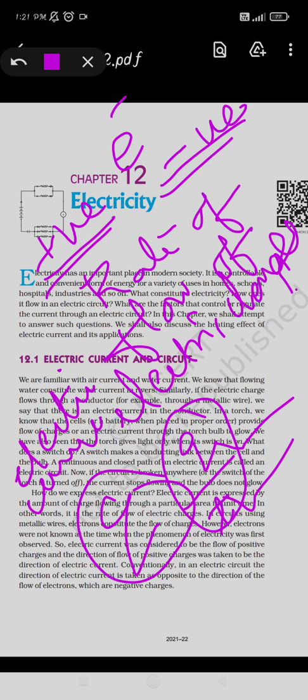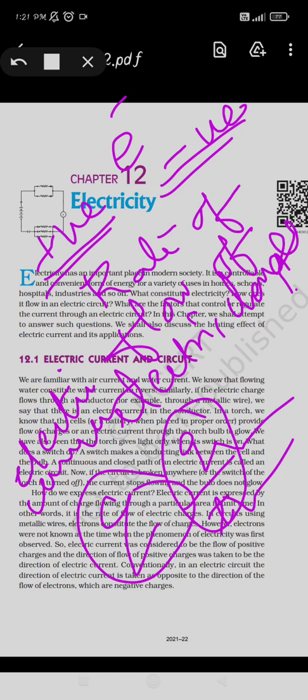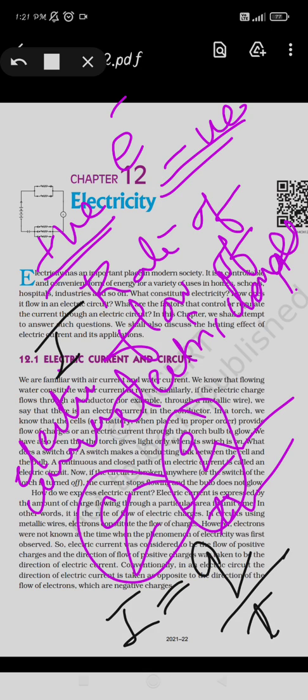Electric current is denoted with the letter I, and it is defined as the rate of flow of charges per unit time. This is the formula for the current. The charge is denoted by the letter Q and time by t. So the rate of charges flowing per unit time will be considered as current, denoted with the letter I.